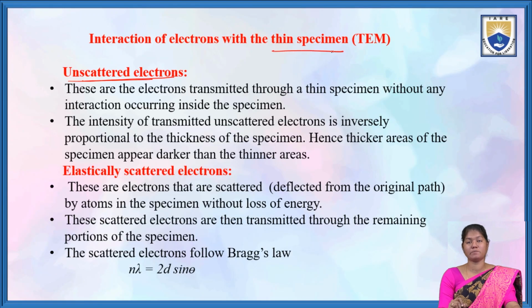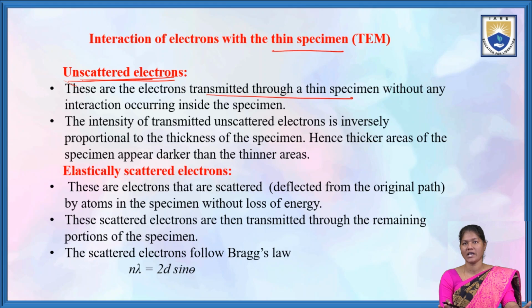When taking a thin specimen, the interaction of electrons with the specimen will produce unscattered electrons, elastically scattered electrons, or inelastically scattered electrons. How they appear on the screen: the unscattered electrons are transmitted through a thin specimen without any interaction occurring inside the specimen.